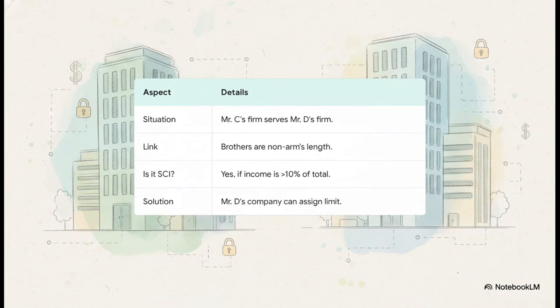And for our third case, a contractor, Mr. C. His company does some work for another company owned by his brother. Again, relationship test? Yes. Brothers are non-arm's length. But here's the twist. Is it SCI? Well, it depends. This is where that 10% income test is absolutely critical. If the work he does for his brother's company is, say, 25% of his business for the year, then yeah, it's SCI. But what if it's just a small job, only 5% of his total income? Then it's incidental, and boom, the SCI rules don't apply to that income.